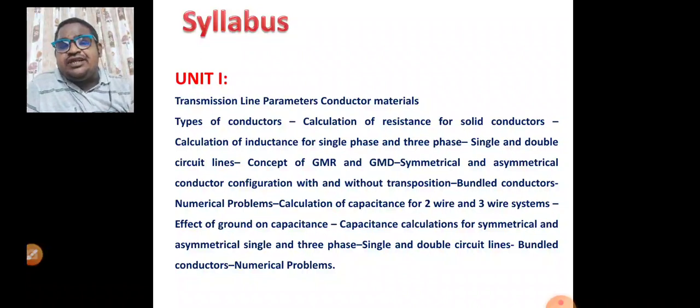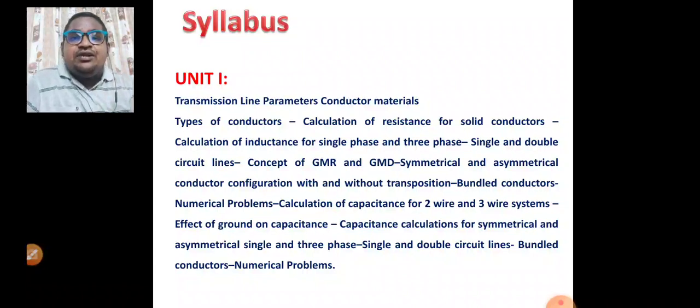Then what about the distributed elements? Distributed elements are transmission line parameters. Yes, what are the transmission line parameters? Again, transmission line parameters are resistance per kilometer, inductance per kilometer, capacitance per kilometer, conductance per kilometer. Yes, it is very simple.